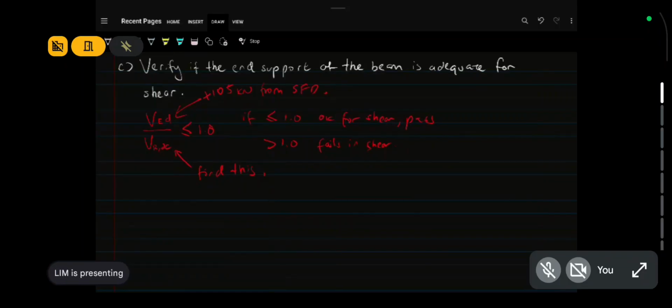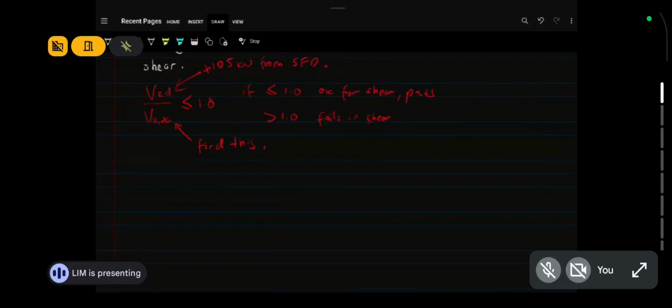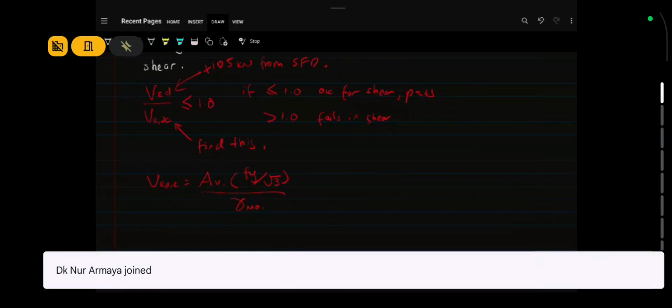All right. So, what is the formula for VRDC? It's Av times fy divided by square root 3, divided by gamma m0. All right. You look through your notes. That's VRDC.